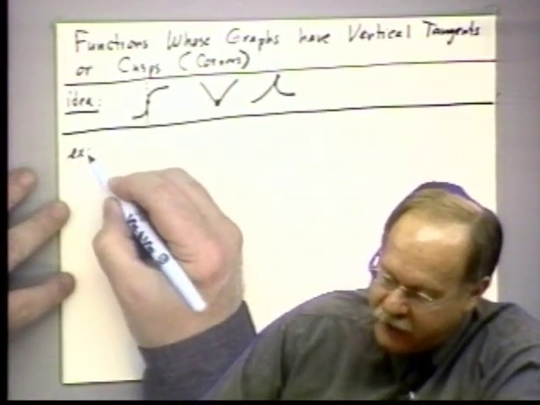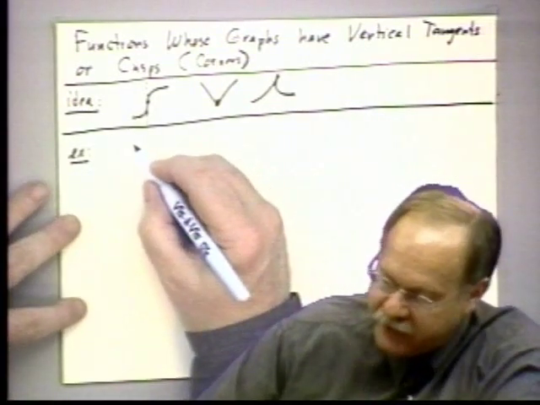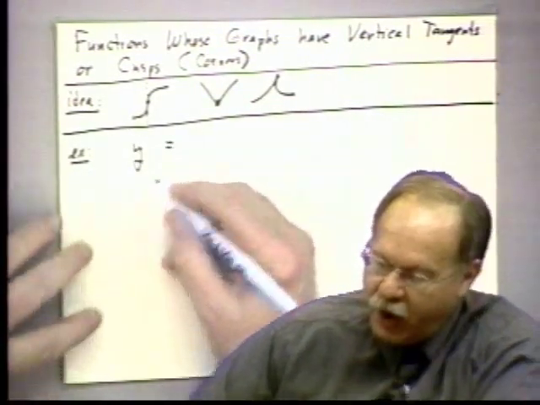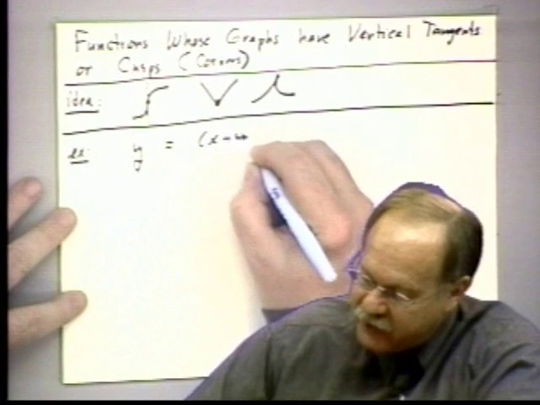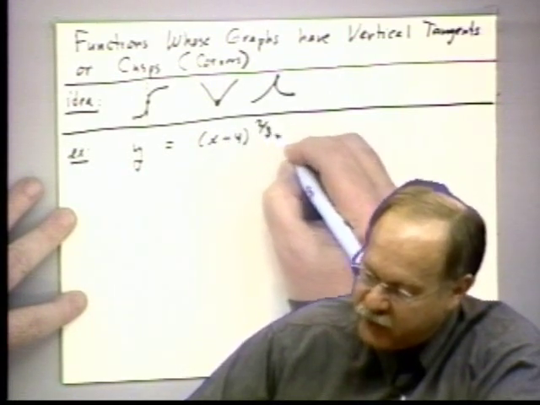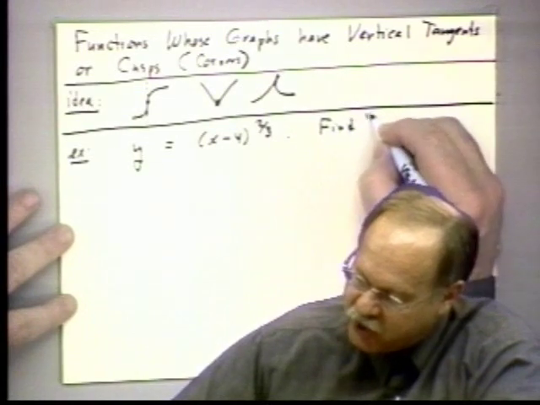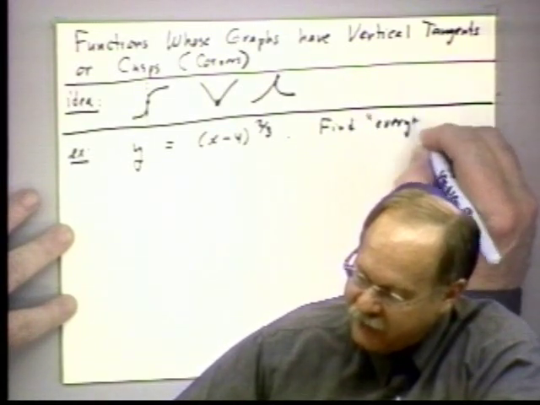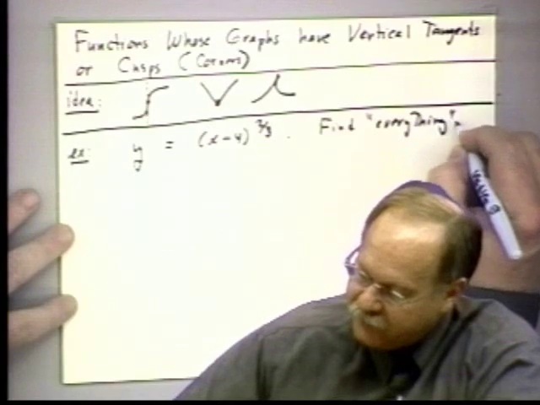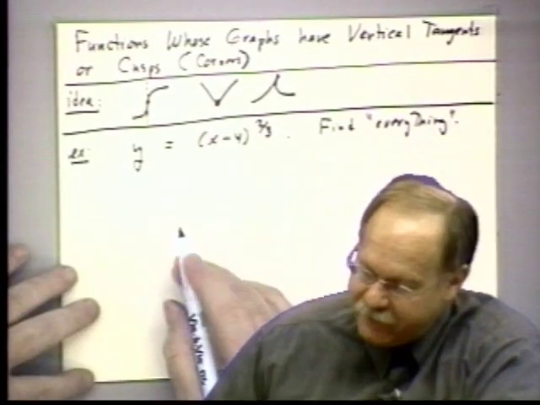Let's start out with one that has a nice cusp in it, and it's sort of a classic function. Y equals x minus 4 to the 2/3 power. And what we want to do here is what we've been doing, and I'll just shorten it up. I'll just say find everything and produce a graph at the end.